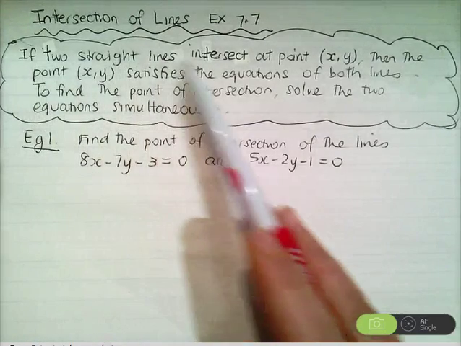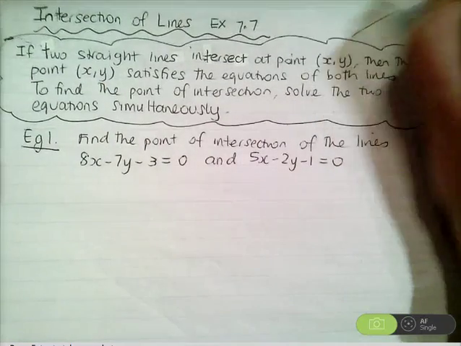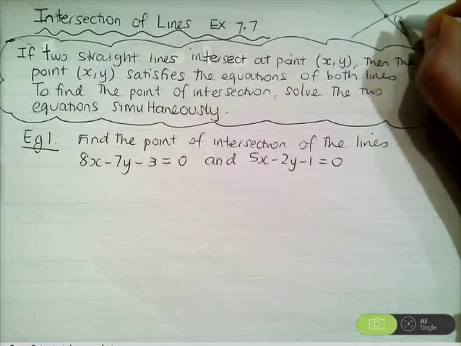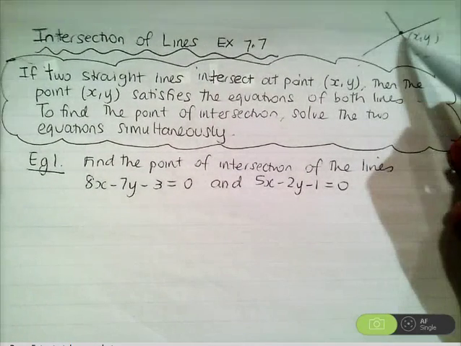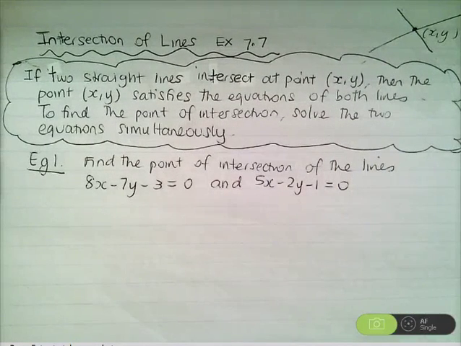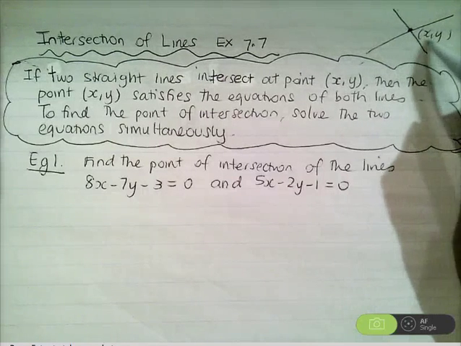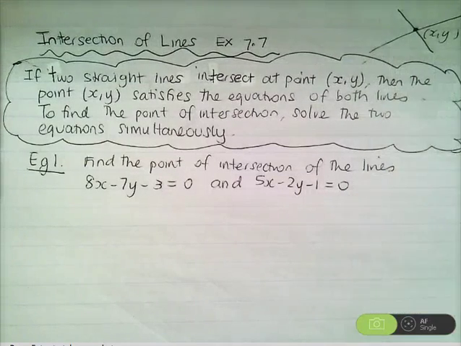Now, if two straight lines intersect at point xy, so for example, if we've got two lines and they intersect at this point xy, then what we know is that both lines pass through this point xy, or in other words, the point xy satisfies the equations of both lines. What we mean by satisfies the equations of both lines is that once we've found the point xy, if you substituted the point xy into either of the equations of those two lines, or into both of them, it would satisfy it. So you would get both sides of the equation equaling the same thing, okay?